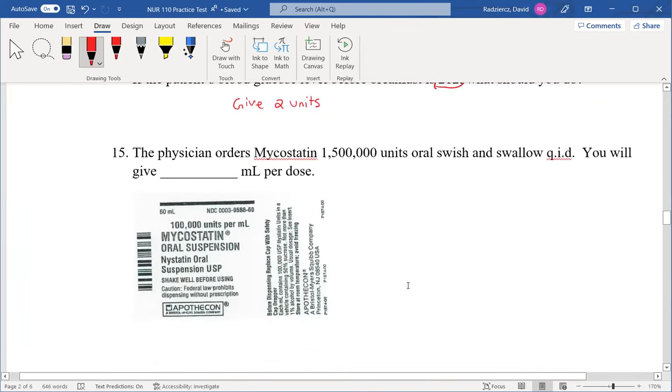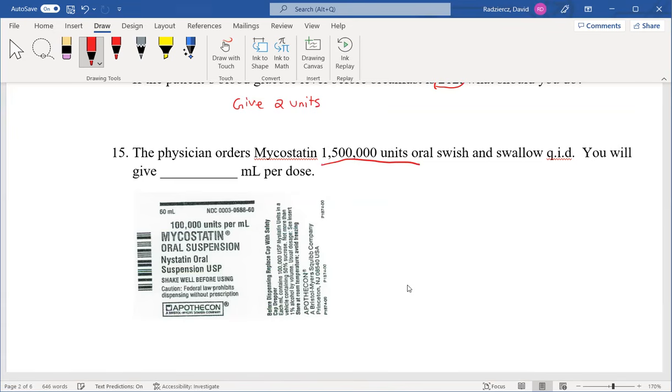All right, going back to what we've been seeing, which is the majority of your test, just going through these types of things. So you have your order is 1.5 million units of oral swish 4 times a day. And then you can see our available is 100,000 units per milliliter. So I'm going to take my 1,500,000 over my 100,000 times 1 milliliter.